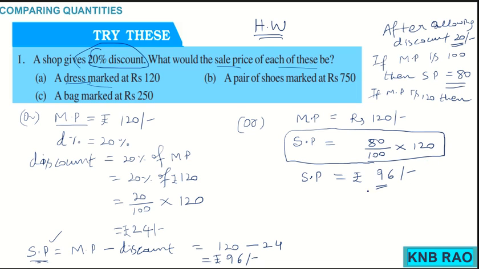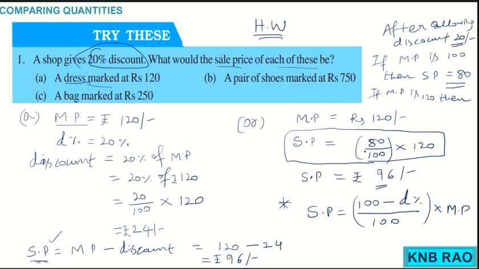See children, this gives us one important formula. What is that formula? Let me tell you, this is a very important formula. Sale price is 100 minus discount percentage upon 100 multiplied by marked price. To find selling price, I am multiplying marked price by a fraction. What is that fraction? It is a proper fraction.